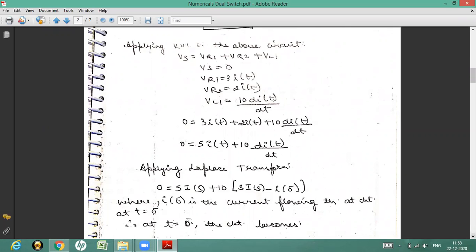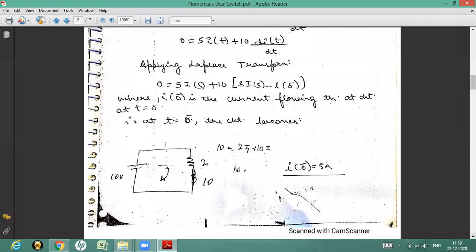Here the point that you must note down: at t equal to 0, the switch is at position B. But in the initial condition, t equal to 0 minus, that is before switching, the switch is at position A, and we all know that in the initial condition, the inductor is replaced by a short circuit. At t equal to 0 minus, with the switch at position A, the circuit will look like this: a 10-volt battery, a 2 ohm resistor, and this inductor gets short circuited.